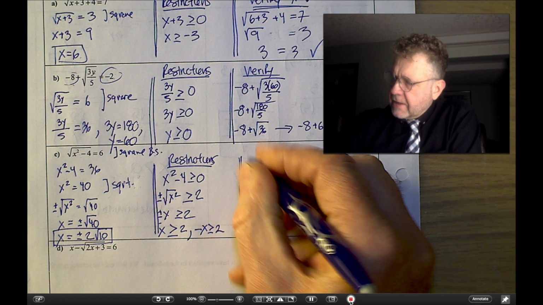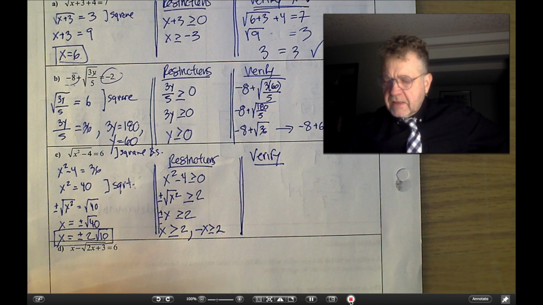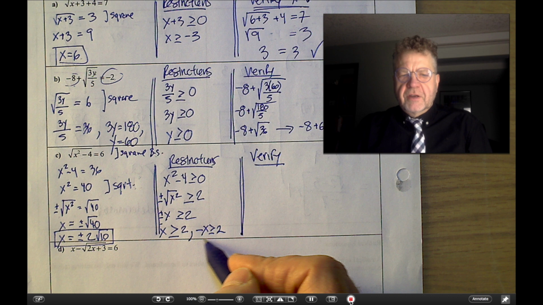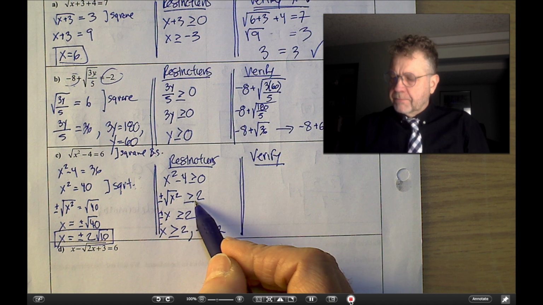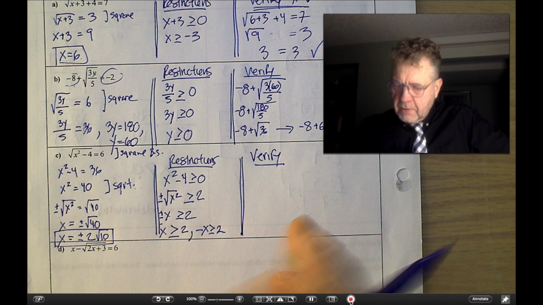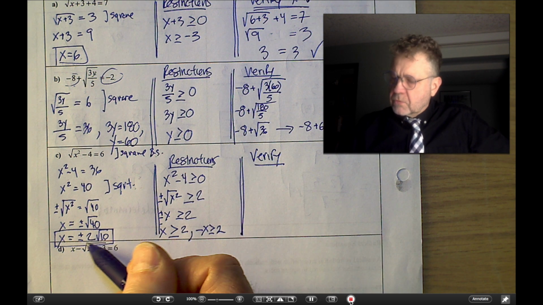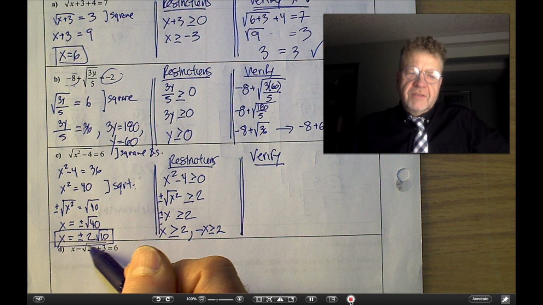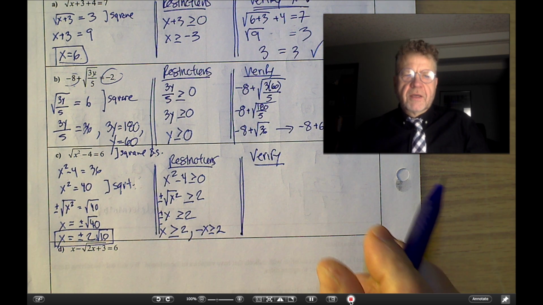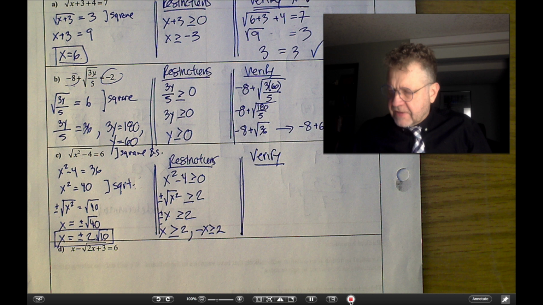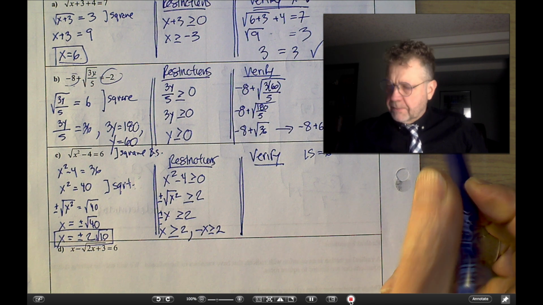Let's verify this solution. And to verify, we're going to take both the plus or minus, right? There's two possible answers here, plus or minus 2 root 10, if you take a look up here. We're going to take both of those possibilities and plug them back into the original, and make sure that the left-hand side is equal to 6. So we're just going to look at the left-hand side, and verify that the left side equals 6. That's what we're going to do. Okay, how do we do that?